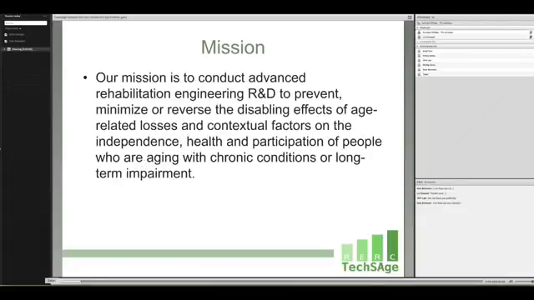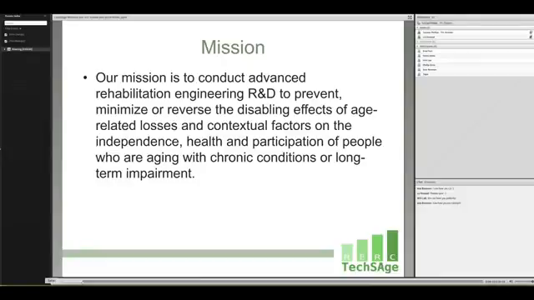Our mission is very focused with TechSAge. It's to conduct advanced rehabilitation engineering, R&D, to prevent, minimize, or reverse the disabling effects of age-related losses and contextual factors on the independence, health, and participation of people who are aging with chronic conditions or long-term impairment. And that's a very, very specific mission. A lot of people, they think, oh, that's about aging or aging well.